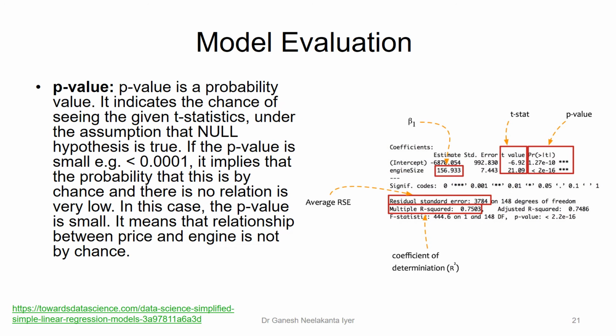And the next parameter is p-value. It is a probability value which indicates the chance of seeing the given t-stat under the assumption that the null hypothesis is true. If p-value is very small, it implies the probability that this is by chance and there is no relation is very low. In this case, p-value is very small, 1.27 e to the power minus 10. It means that the relationship between price and engine size is not by chance.